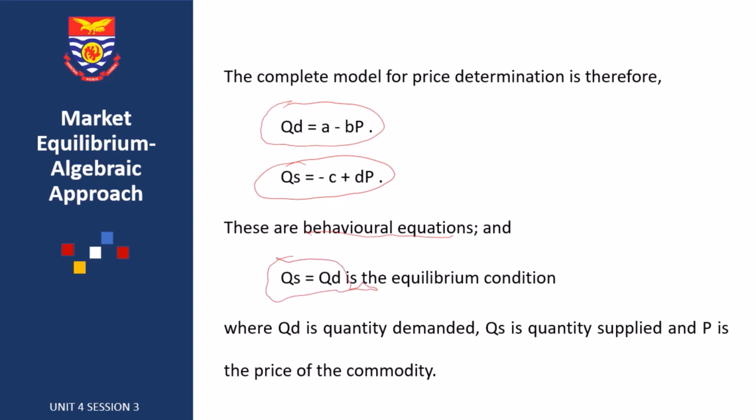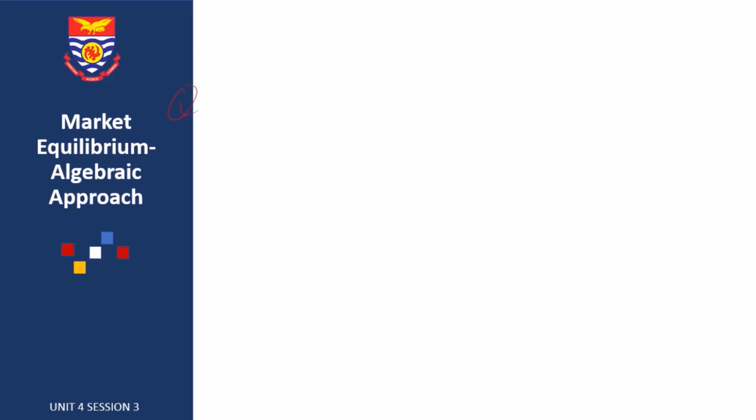Now, for equilibrium, the equilibrium condition states that the quantity supplied should be the same as the quantity demanded. QS should be equal to QD, where QD is the quantity demanded, QS is the quantity supplied, and P is the price of the commodity. So in this case, we can represent both by Q, which will be equal to QS, which will be equal to QD. And I know my QS is minus C plus DP, and QD is positive A minus BP. This BP is not blood pressure.